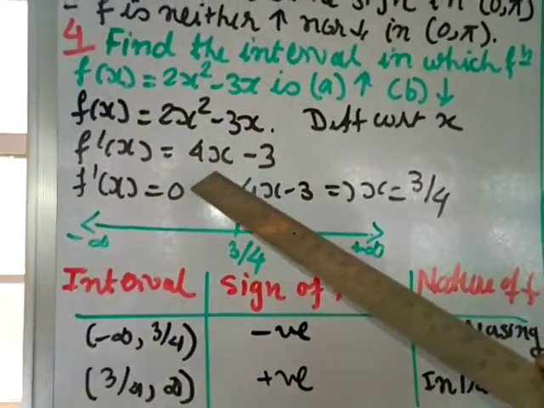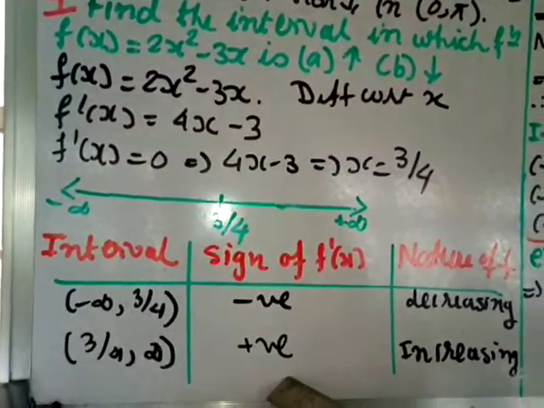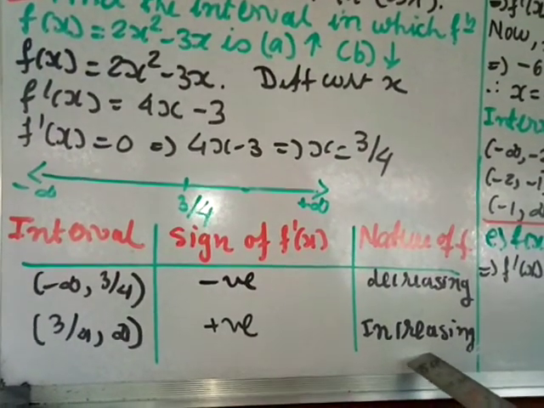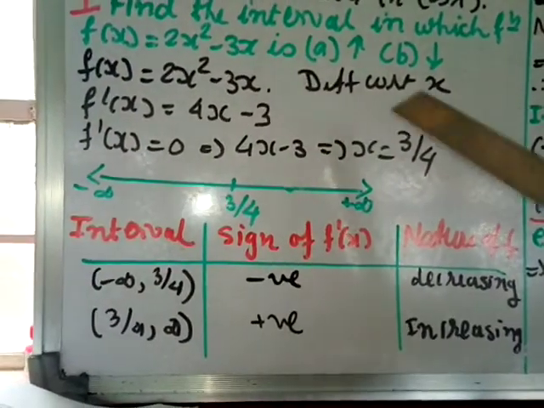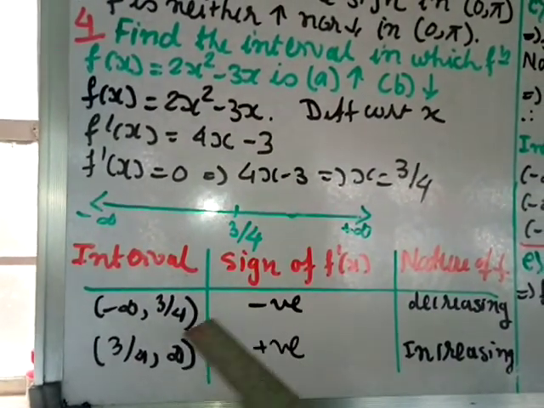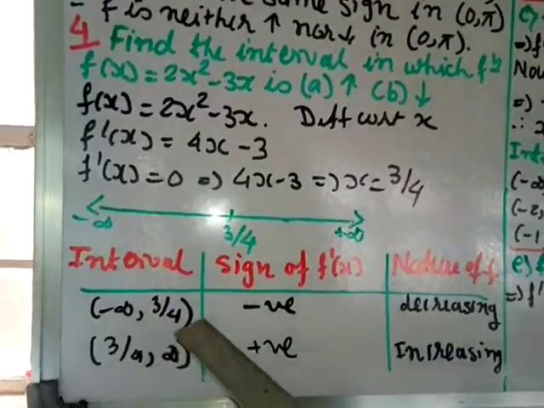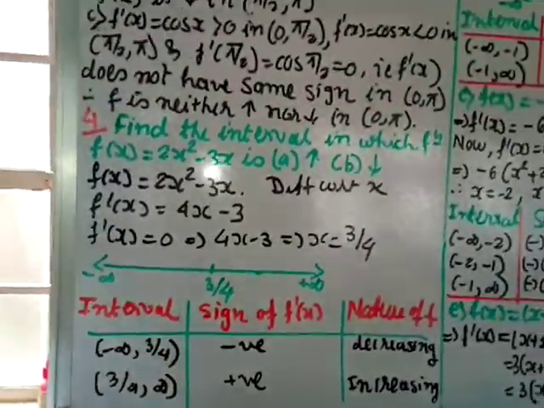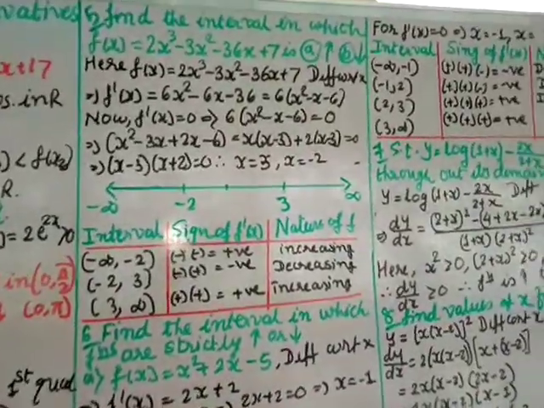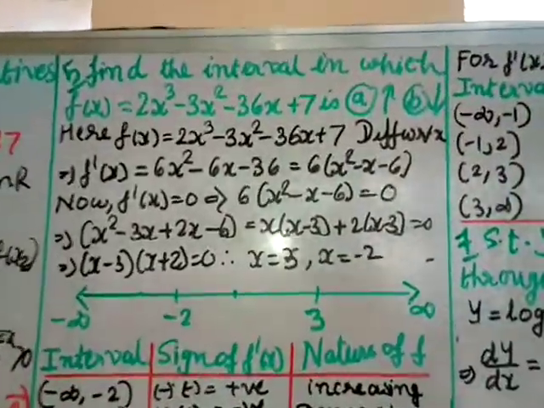So 4 into 1 is 4 minus 3, which is positive. So the answer is positive. If this f dash x is positive, that means it is an increasing function. So we can say the given function is increasing in the interval 3 by 4 to infinity and decreasing in minus infinity to 3 by 4. So that is the answer. And this is the same technique we are going to use to find any interval for increasing and decreasing functions.